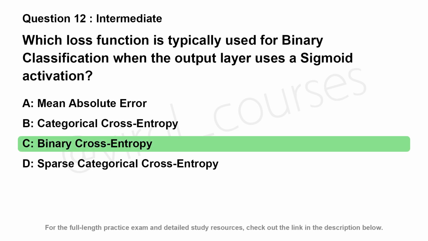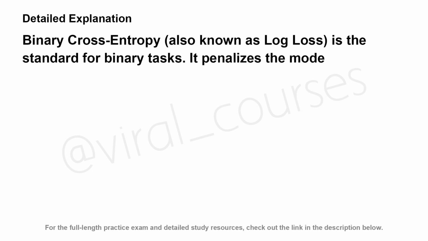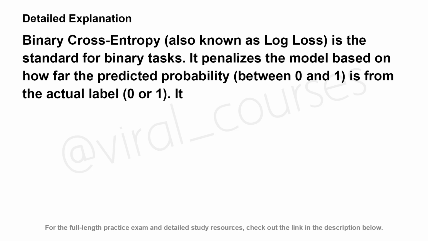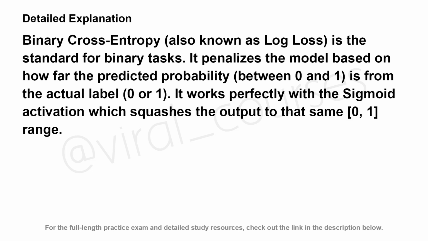The correct answer is C. Binary cross-entropy, also known as log loss, is the standard for binary tasks. It penalizes the model based on how far the predicted probability, between 0 and 1, is from the actual label, 0 or 1. It works perfectly with the sigmoid activation, which squashes the output to that same 0 to 1 range.